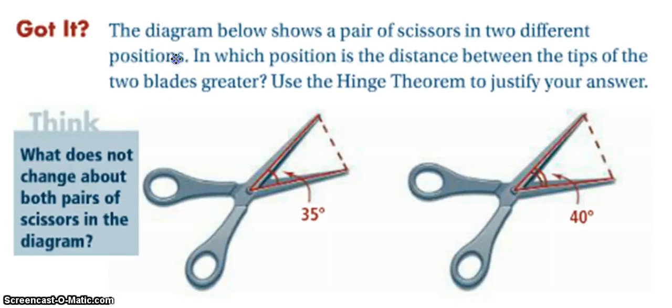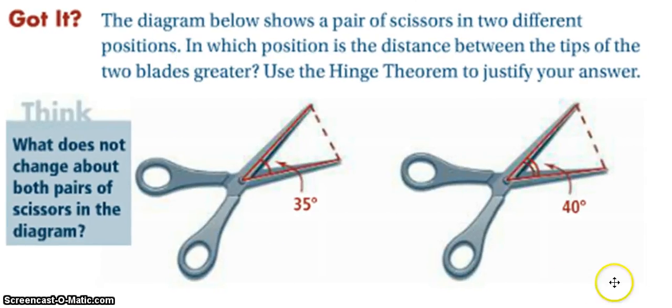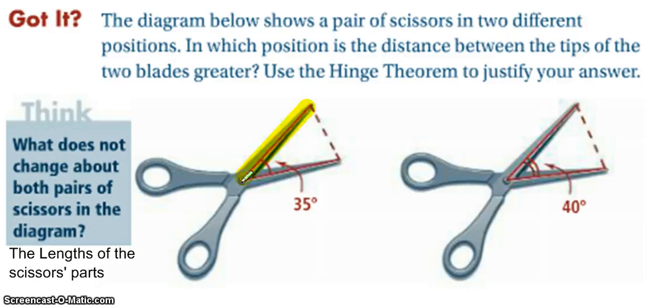Please make sure you've worked through the next section in Pearson until you get to the got it problem involving the scissors. Come back when you're ready and have your answer. So our think is asking us what does not change in this problem. Well, these lengths of the scissor pieces will be the same for both of them because you can't change the lengths of the scissors cutting surfaces. What you can change is the distance between them.